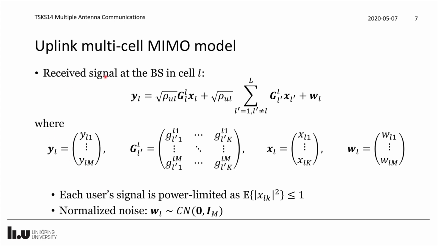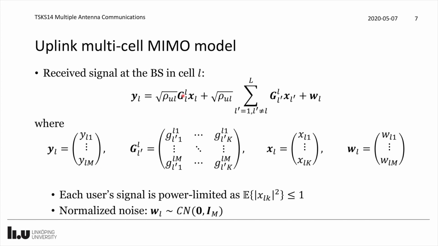are considering at the base station, well, we need to consider a particular base station. Say that we had the base station in cell L. There we are receiving a signal Y, and we need to have a subscript L to describe that this is the signal in cell L. And the received signal is this M-dimensional vector. It contains Y_L1 to Y_LM, so these are the received signals at the different base station antennas.